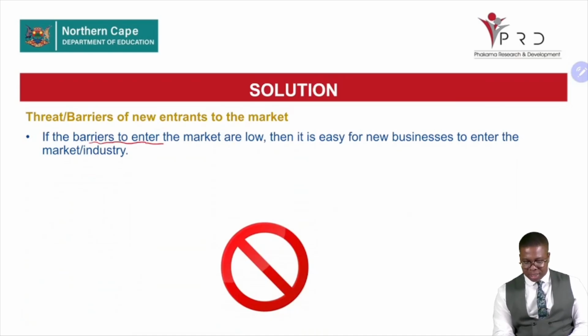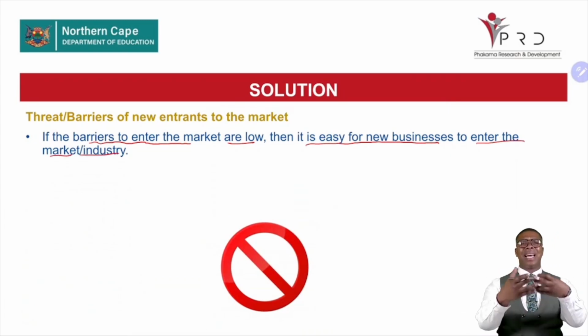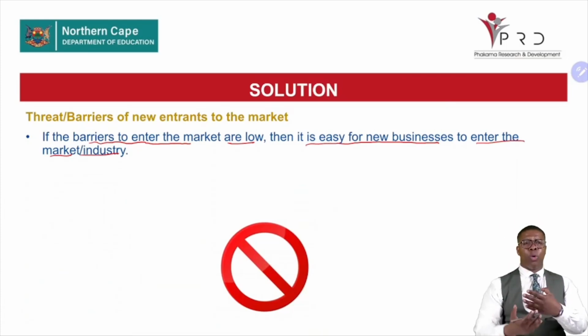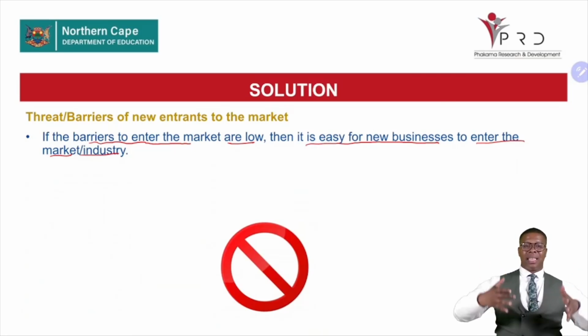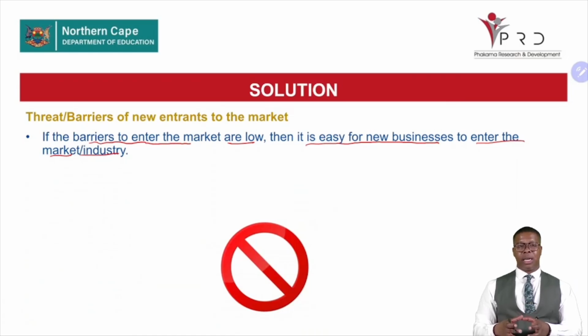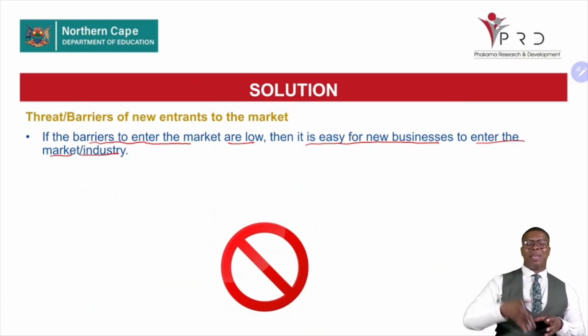If barriers to enter the market are low, then it is easy for new businesses to enter the market or industry. For instance, what are the barriers? A barrier creates a stop. So for the sellers, if there are only 10 sellers in a market selling the same product, the question here is, is it easy for seller number 11 to come in and sell?